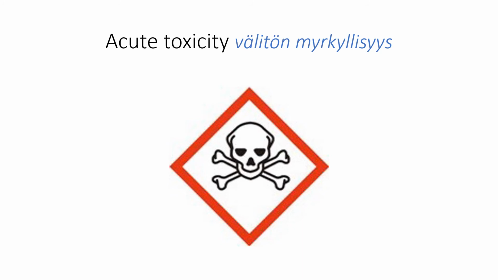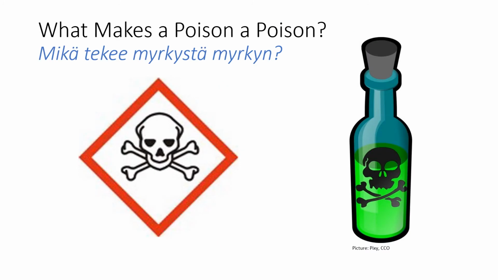Substances with a hazard of acute toxicity, välitön myrkyllisyys, will have this pictogram on their chemical label. The skull and crossbones is a common symbol for toxicity, myrkyllisyys. Acute, välitön, means that exposure to a poison on one occasion or during a short period of time may be toxic or even fatal. How would you answer this question? What makes a poison a poison? Mikä tekee myrkystä myrkyn?